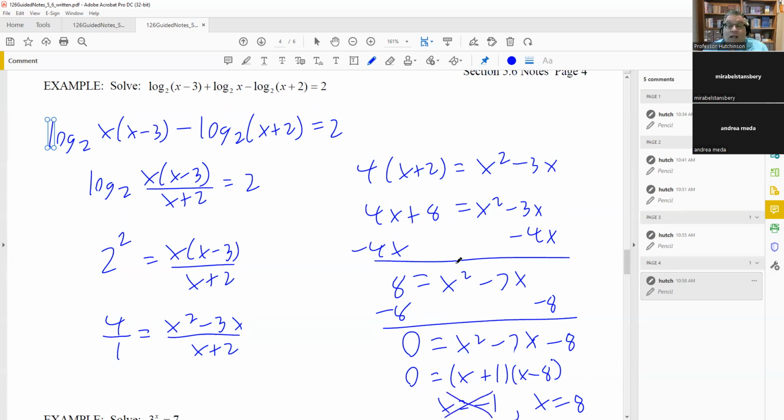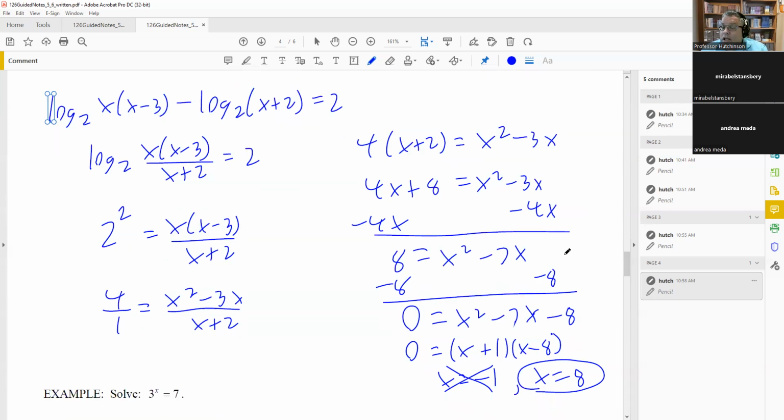So now I'm going to check the 8. 8 minus 3, that's a positive number. That's okay. 8 plus 2 is positive. So 8 is the only answer to the whole problem. Okay, so that's the single answer. By the way, the answer negative 1 would not have worked in the second log either, because that would automatically be a log of a negative number, so that wouldn't work. So 8 is the only answer that we have on that one.